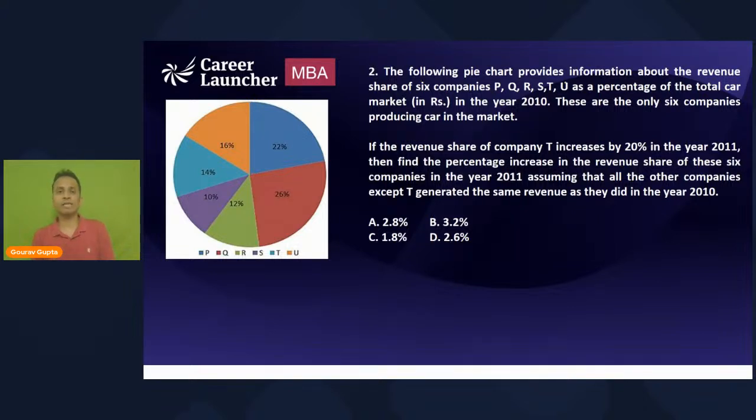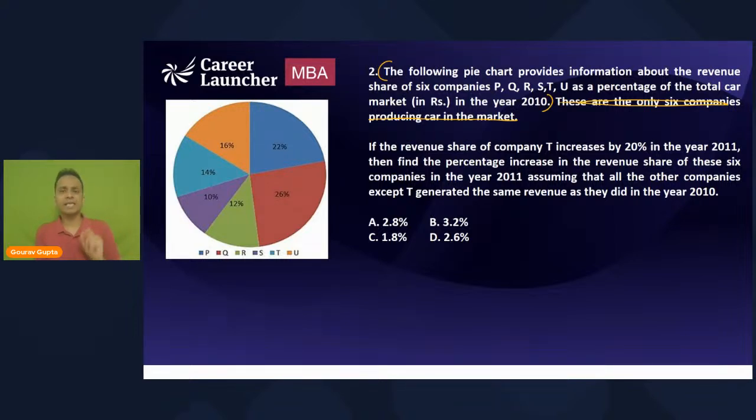It says the following pie chart provides information about the revenue share of 6 companies as a percentage of total car market in the year 2010. Now, looking at this information only, can I say that there are only 6 car companies in the market in the year 2010? I'm not talking about the next statement. Please do not look at the next statement. Just the first sentence, just the first line. Please answer me in yes or no.